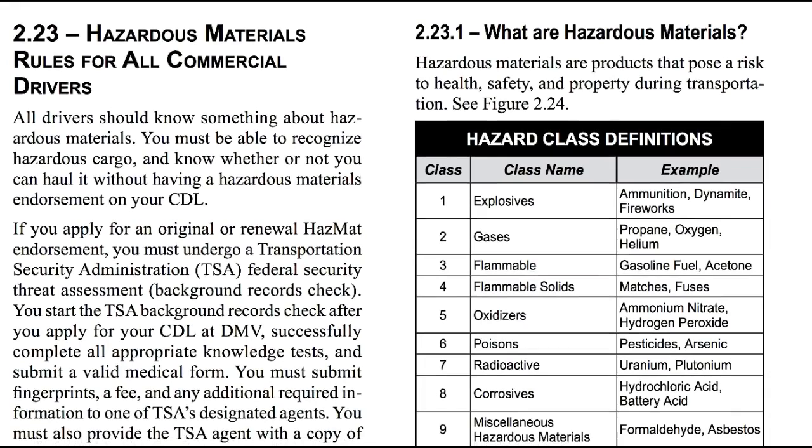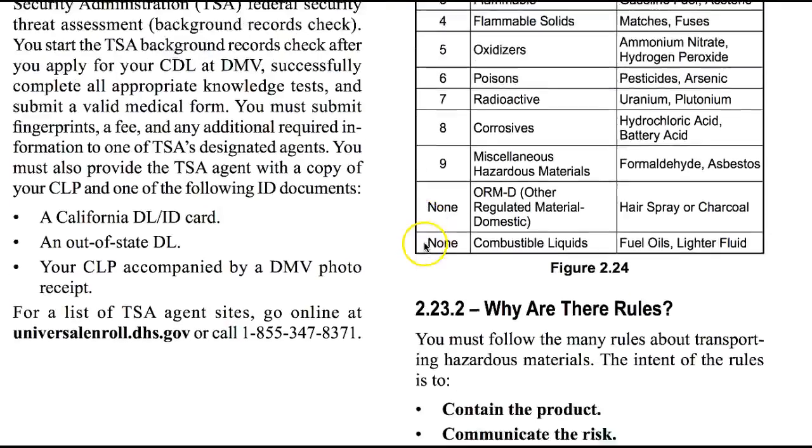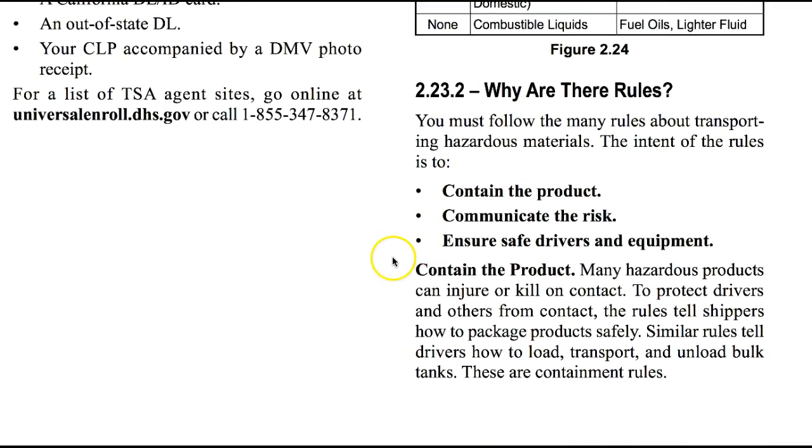What are hazardous materials? Hazardous materials are products that pose a risk to health, safety, and property during transportation. Look at this picture here, this illustration of hazardous class definitions: explosives, gas, flammable, oxidizers, poison, etc. What are their rules? You must follow many rules about transporting hazardous materials. The intent of the rules is to contain the product, communicate the risk, ensure safe drivers and equipment.